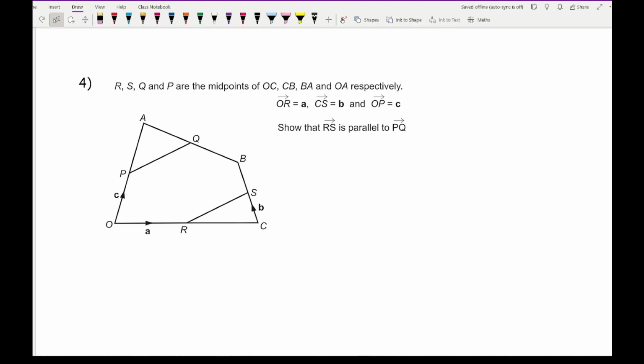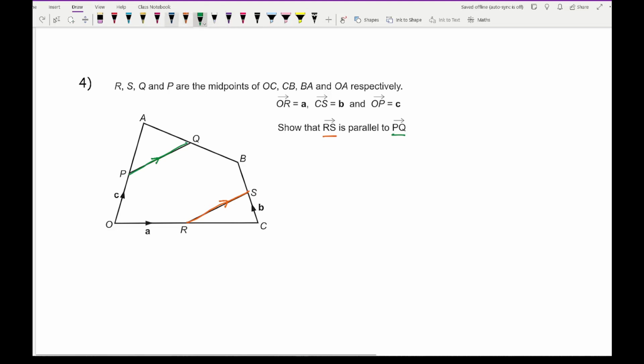So let's first of all highlight the two lines in question. RS is this line here going in this direction, and we're looking at PQ, which is this line here going in that direction. Now, when proving things are parallel, it doesn't really matter which direction each is going. So QP is the same as that vector. I'm still showing that the two lines are parallel, so it doesn't matter the order of the letters in terms of your proof, but sometimes it's easier not to mess around with positives and negatives. So let's have a look at working out each of those values first.